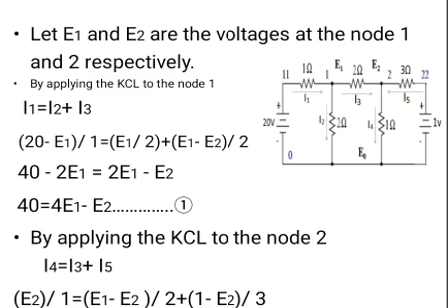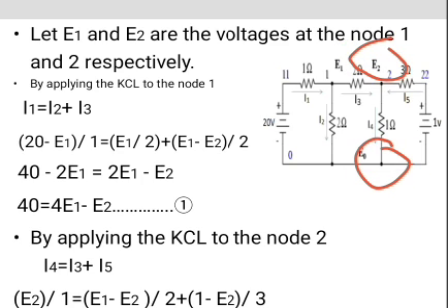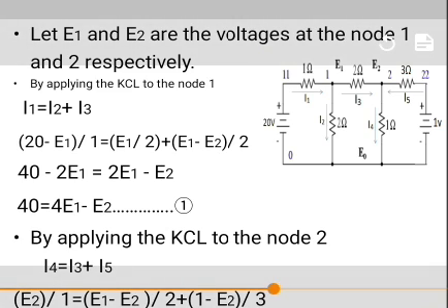So I4 equals, depending upon the direction of the current, E2 minus E0. E0 equals 0 volt. So E2 divided by the total resistance, which is 1 ohm. E2 minus E0 divided by 1.